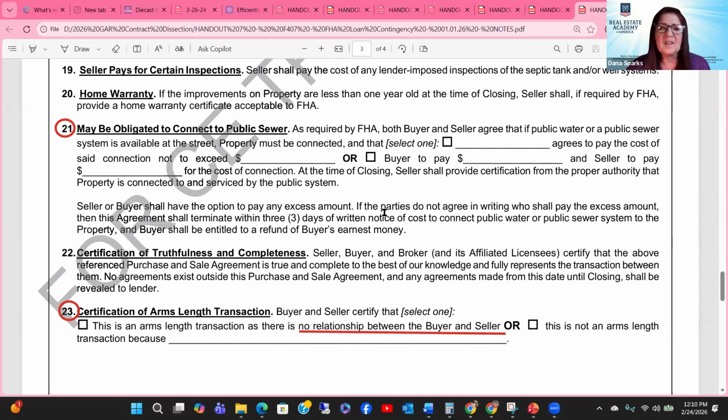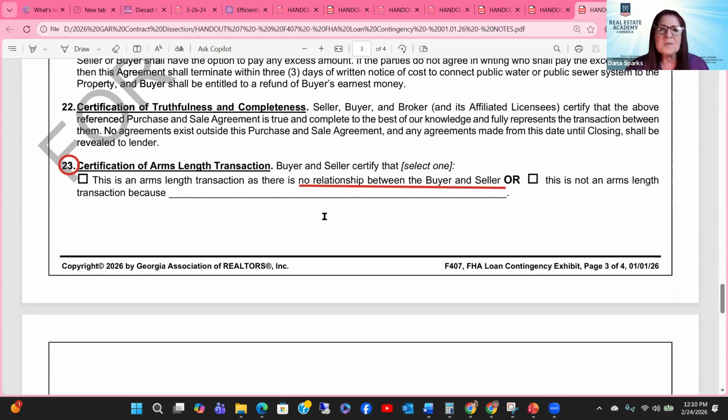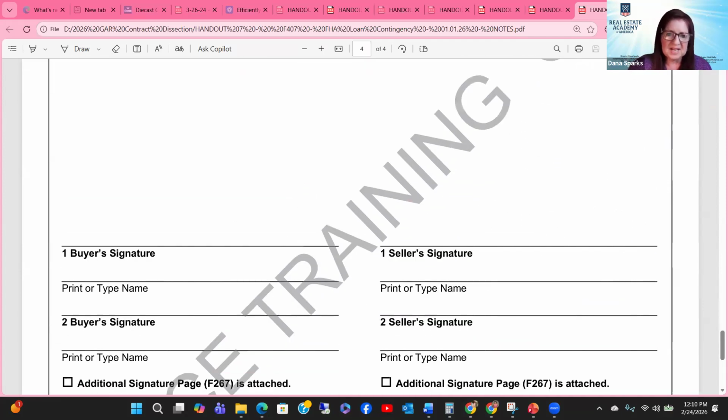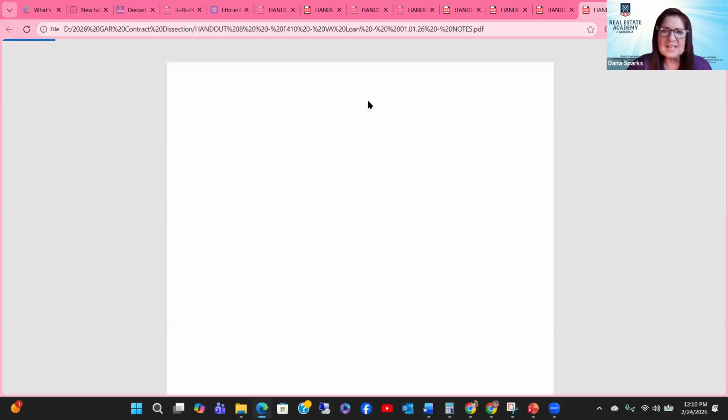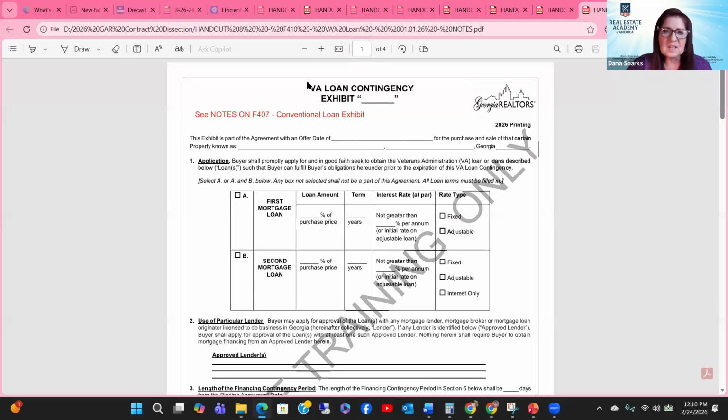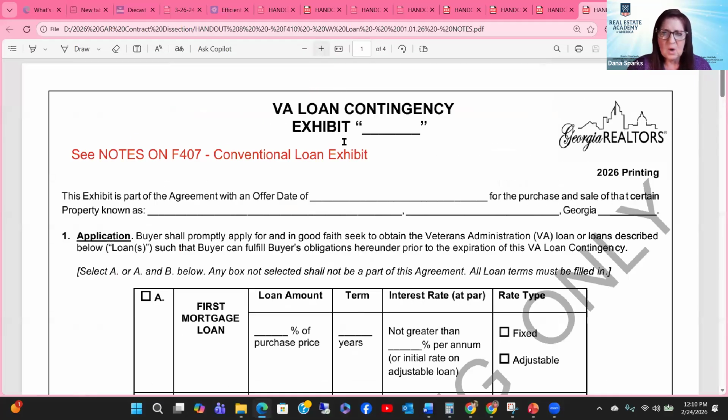Additionally, on the government insured loans, there might be an obligation to connect it to public sewer if it's available. Who's paying that and how much? What happens if the cost is more? And arm's length transaction. That means there's no relationship between the buyer or the seller. That has to be disclosed on an FHA or VA loan. So that's an FHA loan. VA loan, similar to the conventional and the FHA.